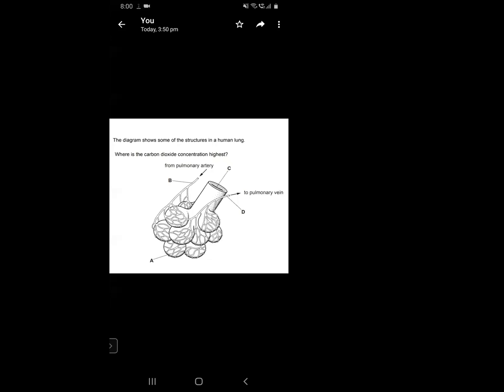Okay, then let's talk about D. D is oxygenated because the exchange is done. The oxygenation has been done and the carbon dioxide has been removed. So D would have the lowest concentration of carbon dioxide. In fact, if I'm not wrong, D has the lowest concentration of carbon dioxide in the whole body. In the whole body, D is that side which will have the lowest concentration of carbon dioxide.